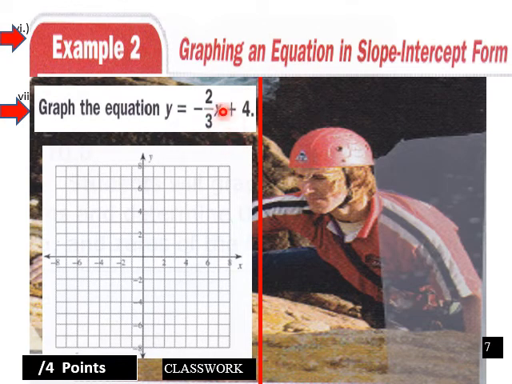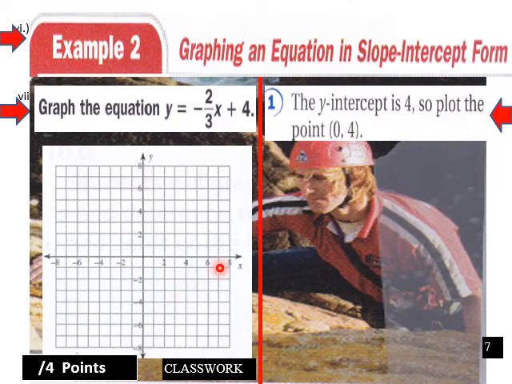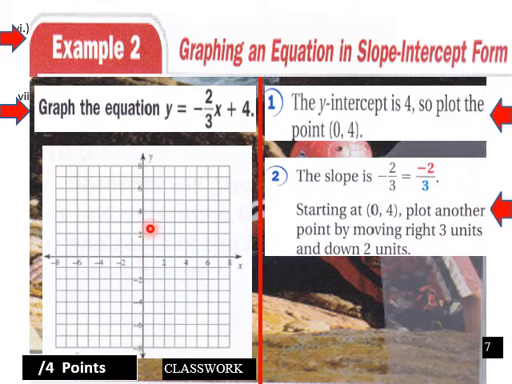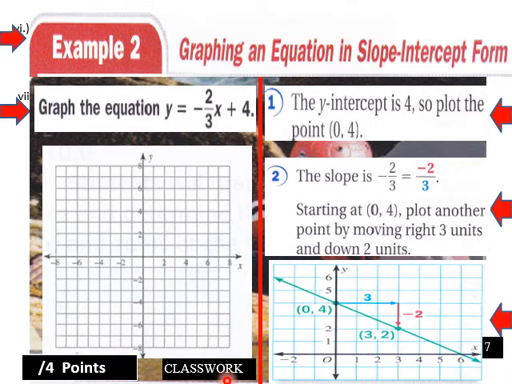Graphing the equation in slope-intercept form. Here's our slope-intercept equation, and here's your grid for this. Students, be prepared. The y-intercept is 4, so plot the point 0, 4, which would be where? Up there. 0, 4 will be there. And then our slope here is negative 2/3. So starting at 0, 4, plot another point by moving right 3 units, 1, 2, 3, and then down 2, 1, 2. So this will be our next point here. That would be a way to plot that point.